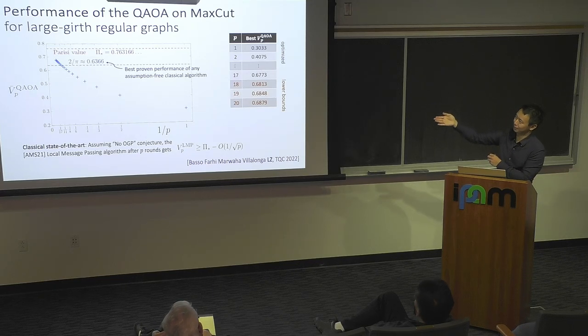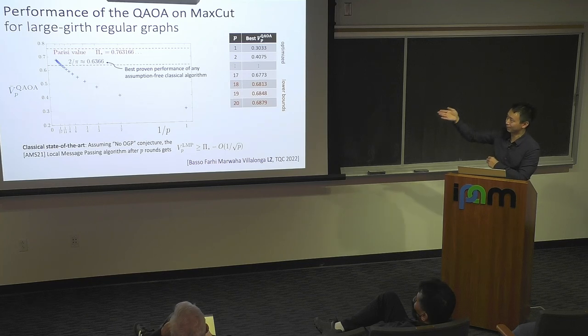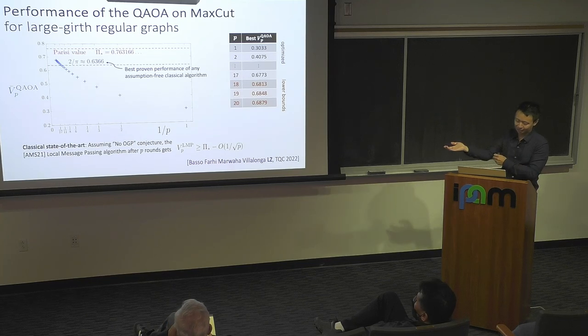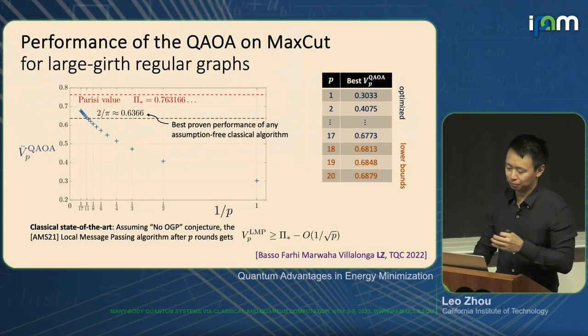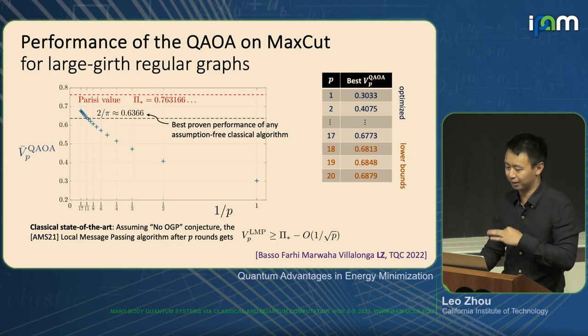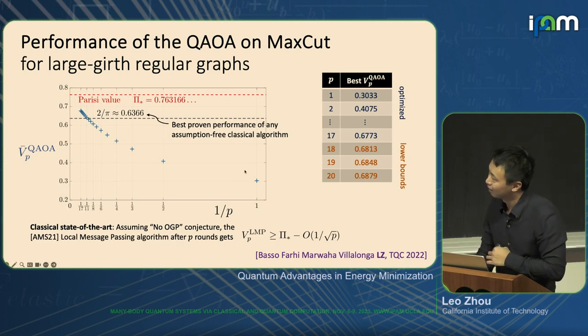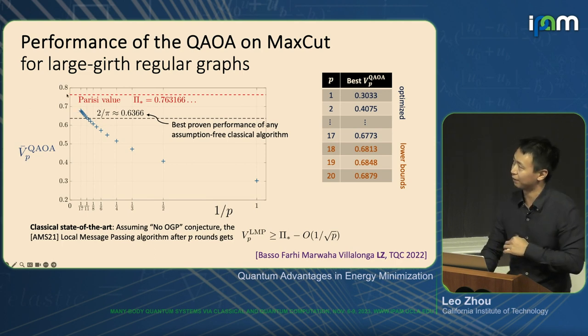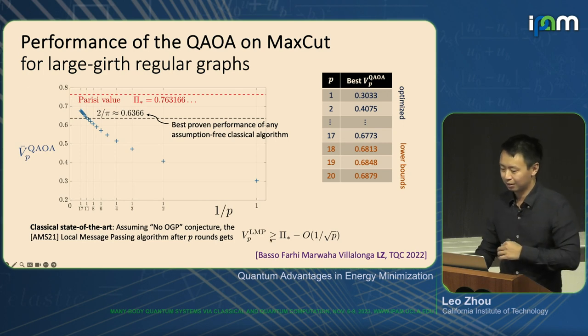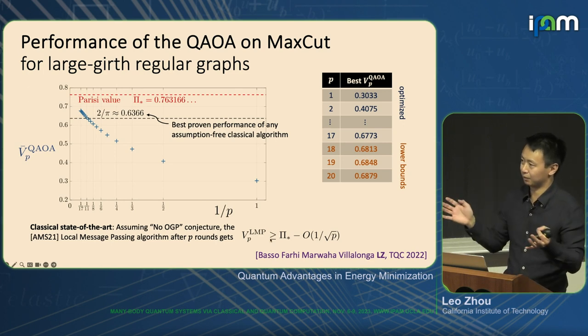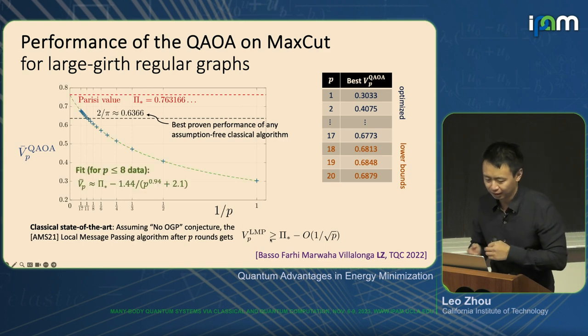So comparing, even though we have a provable result on the QAOA, which beats the best proven performance of any classical algorithm, this OGP conjecture is actually widely believed in the statistical physics community. So if you assume that's the case, okay, let's see. But you also see that for the QAOA, even though we only have data up to p equals 20, it does seem to also approach the predicted value asymptotically. So let's try to see what the asymptotic is by doing a fit.